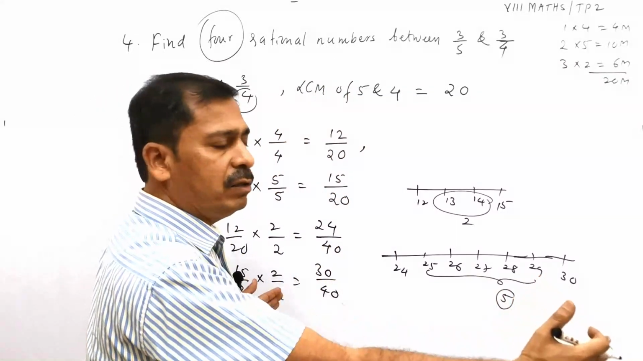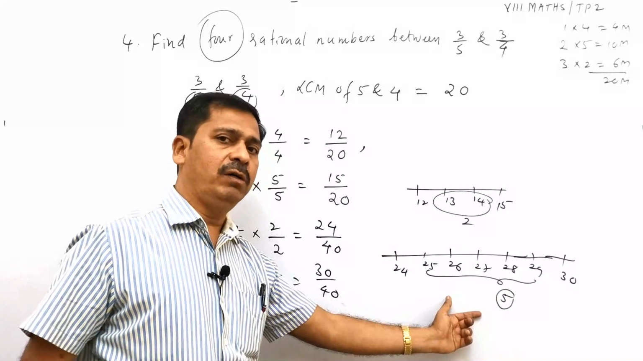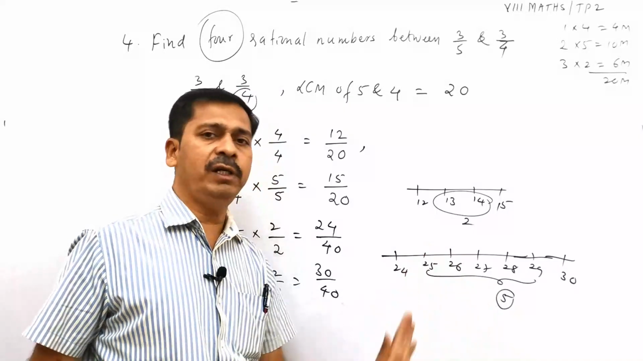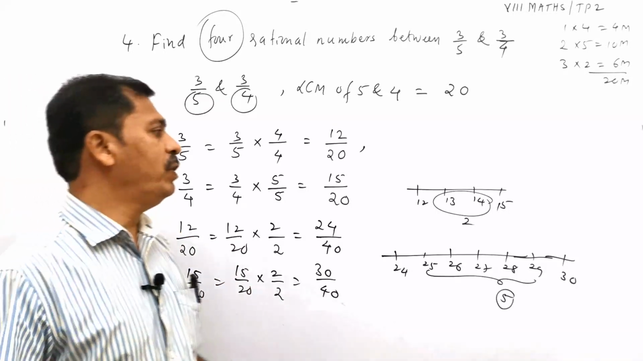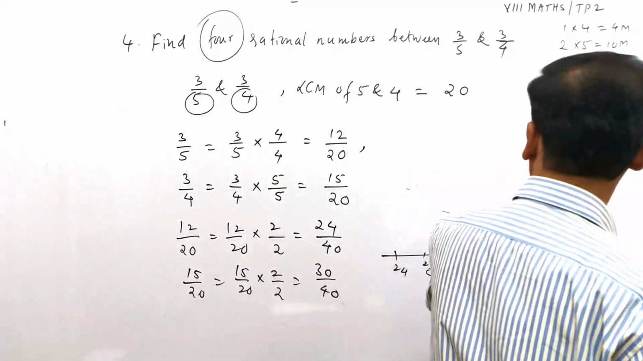More range you will get here. If you get a minimum of 4 fair numbers in between 24 and 30, it is enough for us. So that's why I have taken 2. Okay. Now see what we can do further.